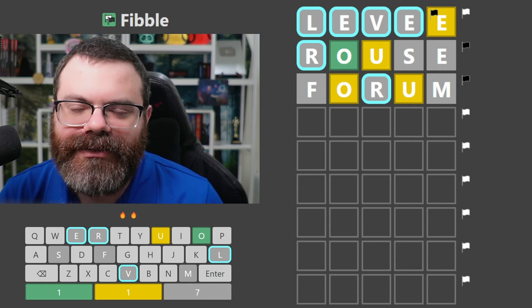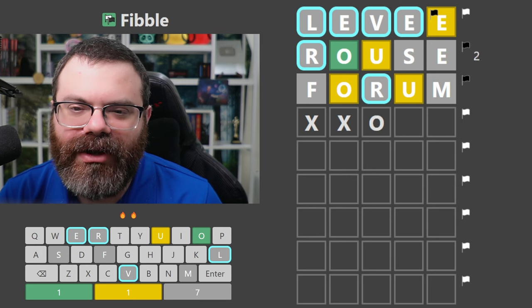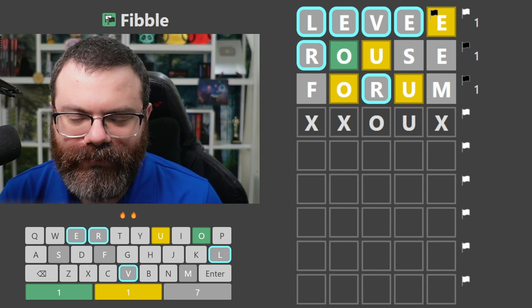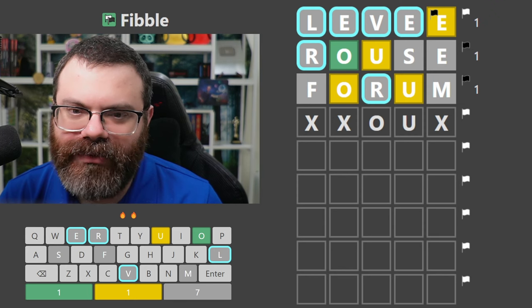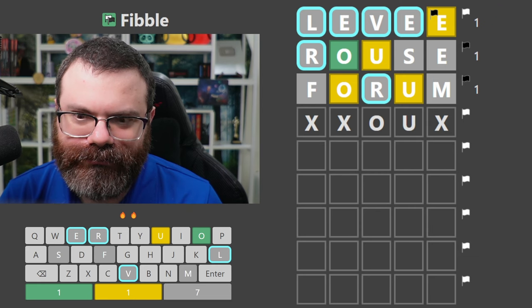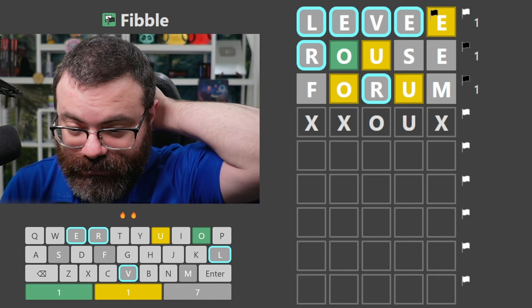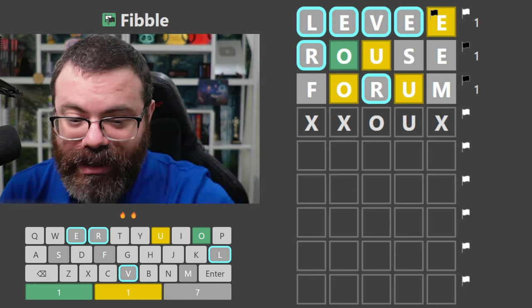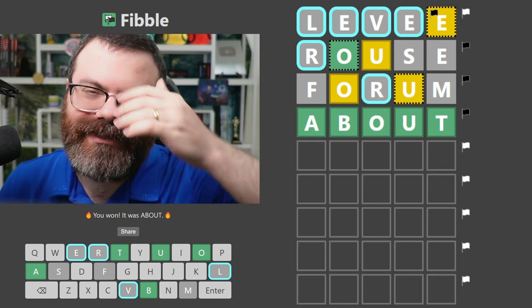So I'm thinking about using... what am I thinking? Maybe an OU like this. And then new letters. I thought of proud, but there's no R. It's got to be something. Really? There's no L or R, which makes it harder. About works. Wow, that was it.